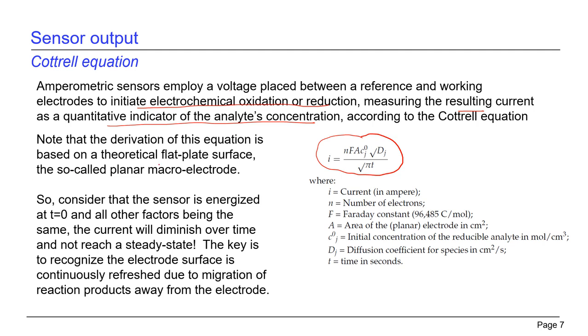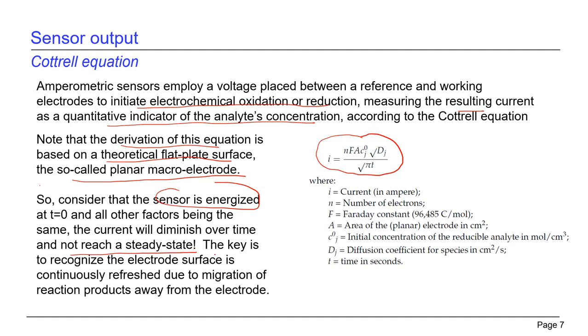So interesting, yeah, this is a simplification, but the simplification involved some assumptions. Sensors are very complicated in many different ways, but the derivation of this equation is based on a theoretical flat plate surface. And therefore, that's not necessarily realistic for a lot of our electrodes. And of course, this assumption is the so-called planar macro electrode. So let's consider for a minute that the sensor is energized at t equal to 0, and all other factors being the same, the current will diminish over time and not reach a steady state.